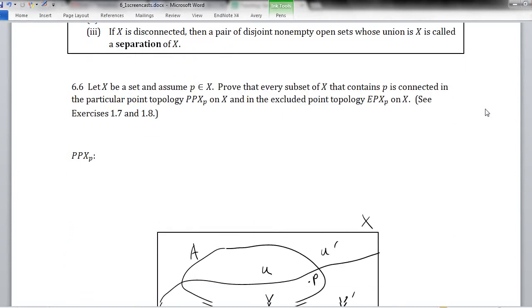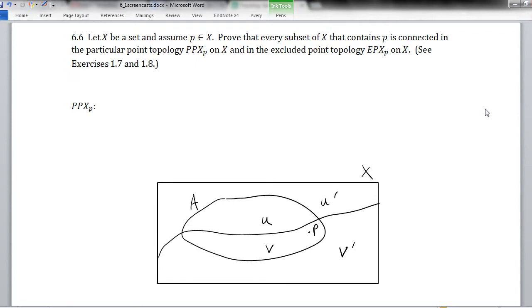So here's a problem for us to try. Let X be a set and assume that we have a point P in it. Prove that every subset of X that contains P is connected in the particular point topology on X and in the excluded point topology on X.